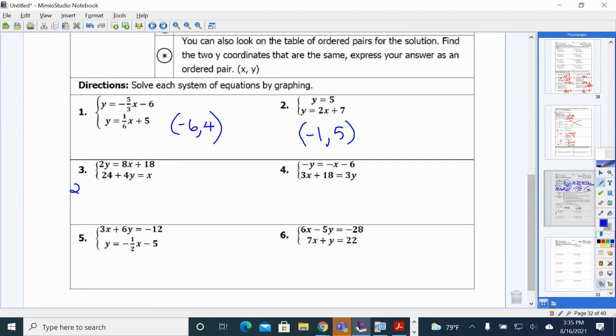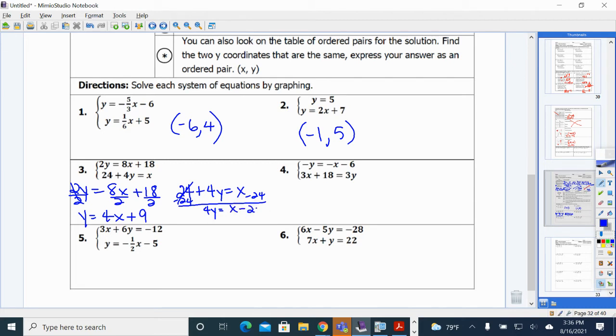So what you're going to have to do first is change them to slope-intercept. I'm going to take the 2y equals 8x plus 18, and change it to slope-intercept by dividing everything by 2. And I get y equals 8x divided by 2 is 4x plus 18 divided by 2 is 9. Then the second equation, which is 24 plus 4y equals x. We need to get y by itself, so I'm going to move the 24 first. I'm going to subtract the 24, and I get 4y equals x minus 24.